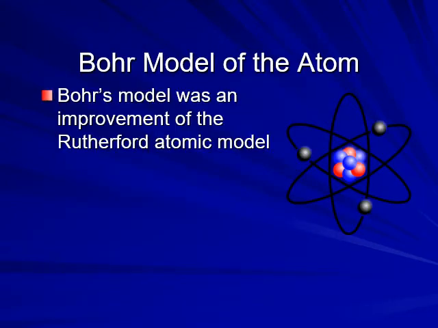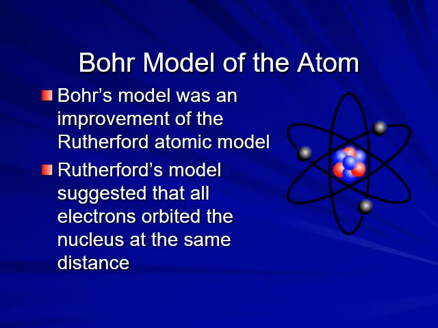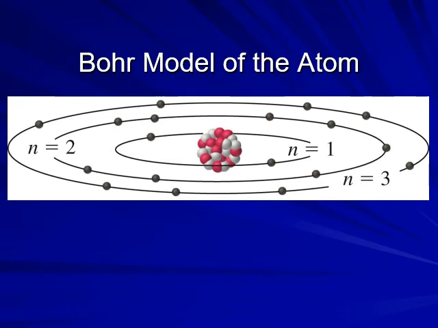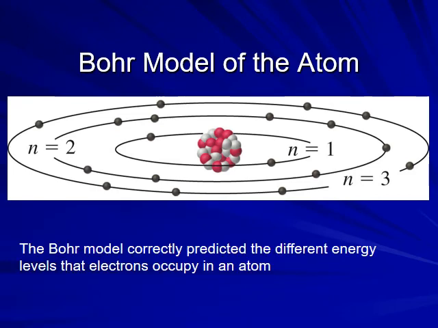So the Bohr model was an improvement of what they knew previously. Rutherford had postulated that all the electrons were at the same distance, while Bohr says no, different electrons are at different distances from the nucleus. The Bohr model correctly predicted the different energy levels that exist in atoms. He used hydrogen, but those energy levels are correct for other atoms as well.